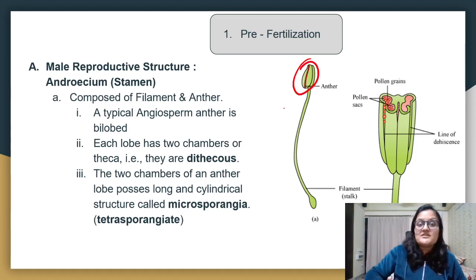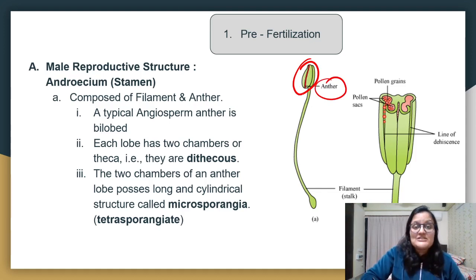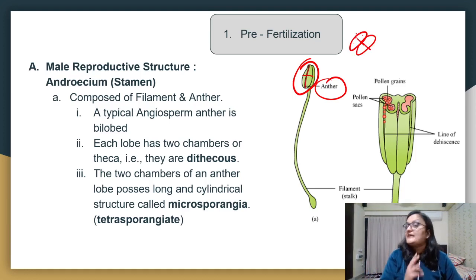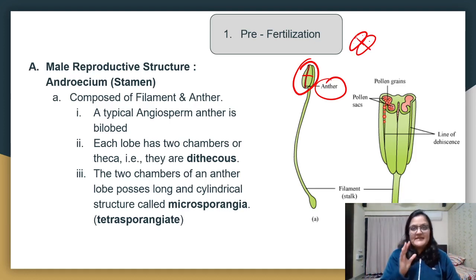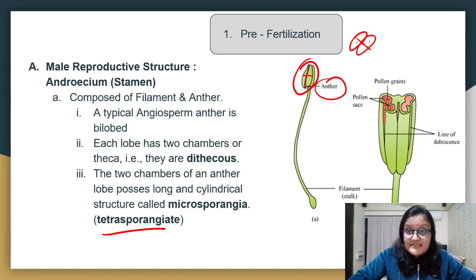Basically, the anther is bilobed, and each lobe has two chambers. So in total, how many chambers do you have? Four chambers. Each lobe having two chambers is known as the dithecous condition, and they form four pollen sacs. That is known as the tetrasporangiate condition, and each pollen sac will form millions of pollen grains.